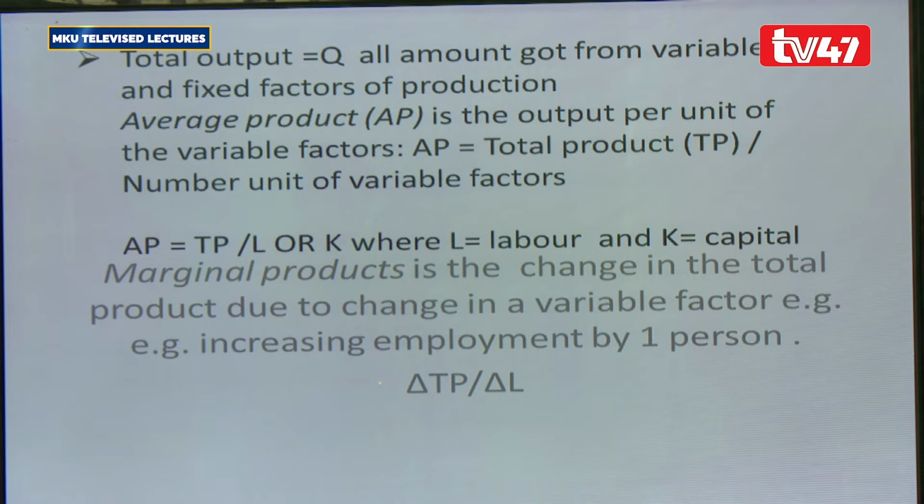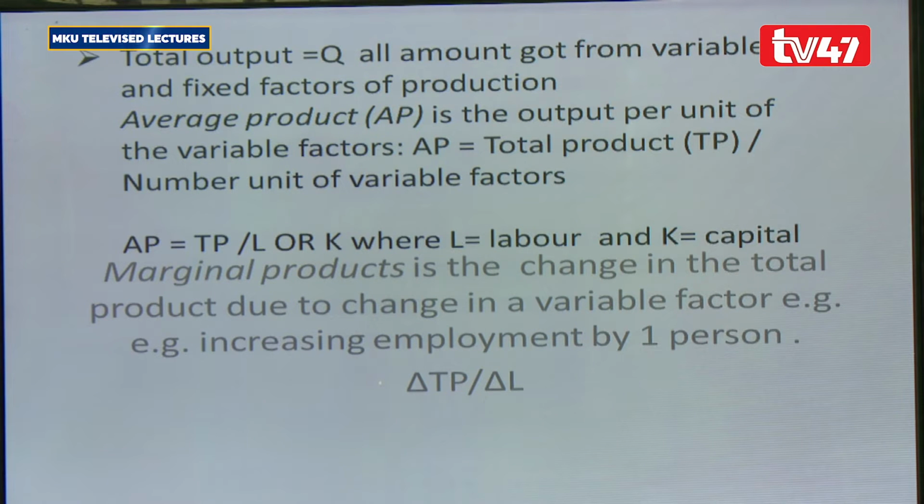It is important to know that the producer must always be able to see how much of the variable factors must be put into the process of production to get a certain amount of Q. So the Q is all the amounts that is got, the entire output. The producer may be interested in trying to understand what each of the variable factors is bringing into the total. How much is it contributing to the total output?